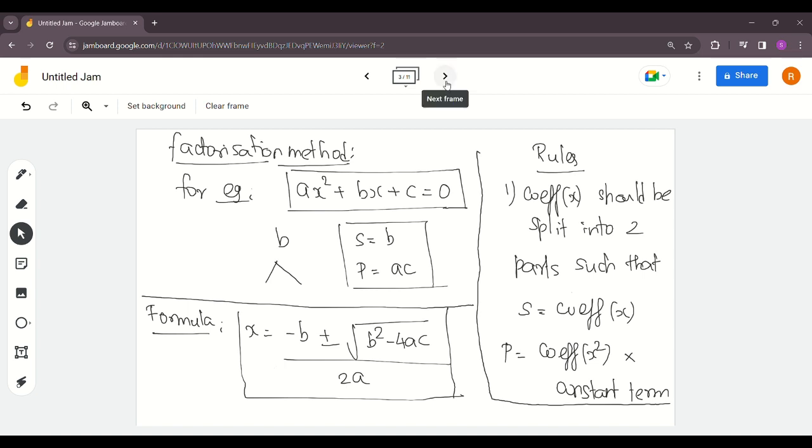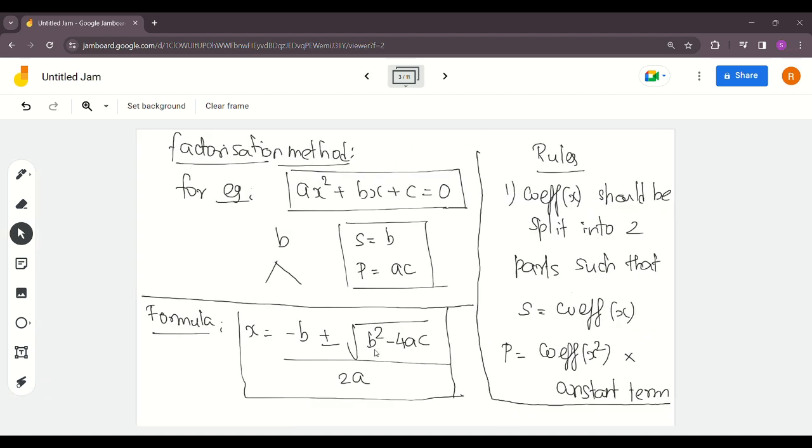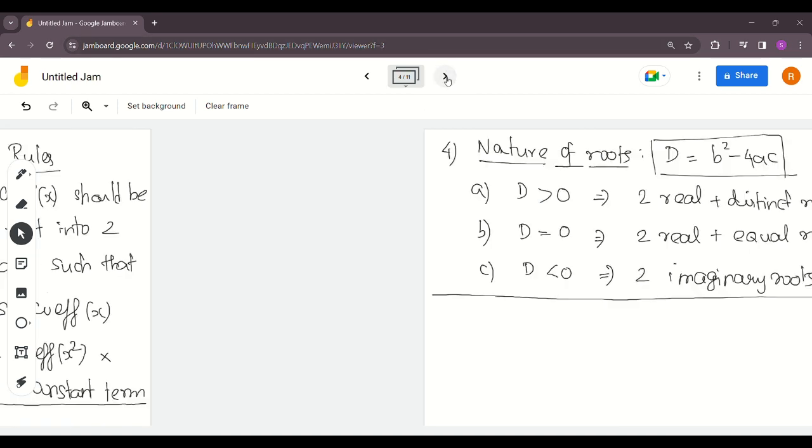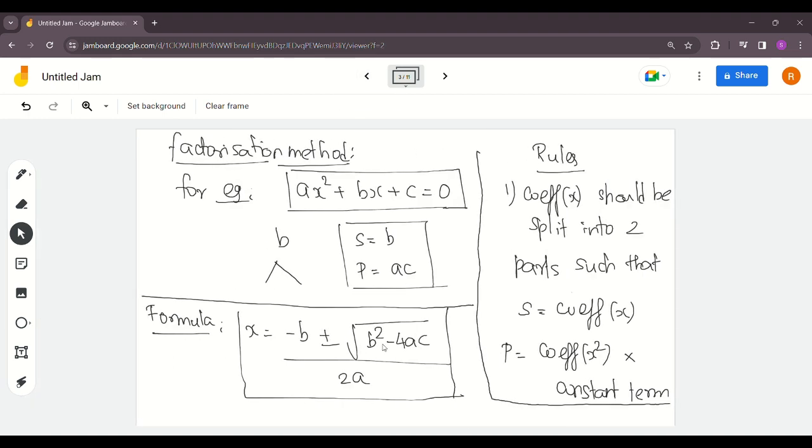Okay, now we go to nature of roots, the last topic in this lesson. For that, see here you will have to take this b square minus 4ac. This is nothing but the discriminant of a quadratic equation. Why is this taken specifically? Because it is in the square root, and a square root of a number cannot be negative. So that is the main reason why they have chosen b square minus 4ac as the discriminant.